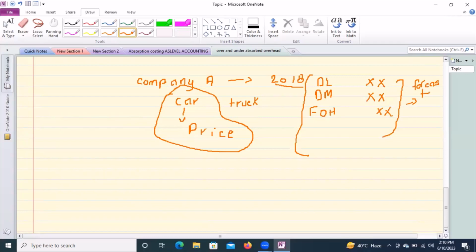And we have to forecast it. What's the reason? Because fixed overheads may change with the passage of time. And it is because of this also, like in the summer season, we all know that bills of electricity suddenly go up.